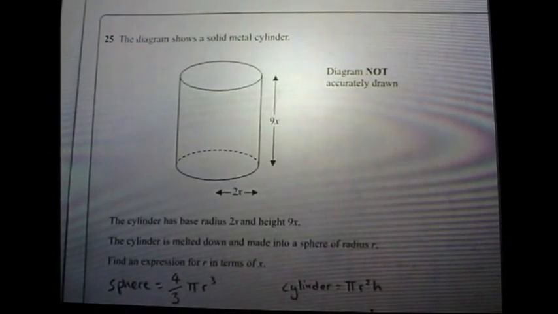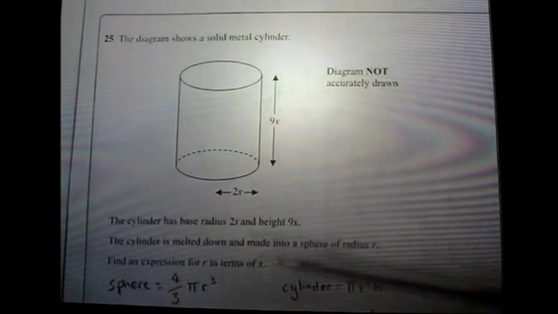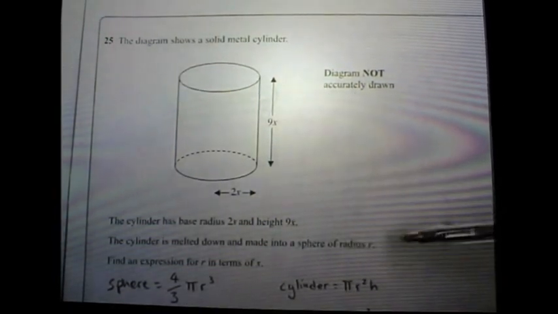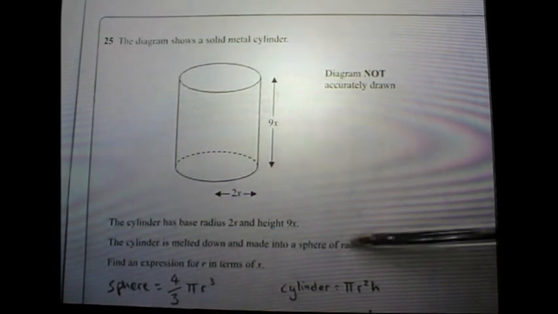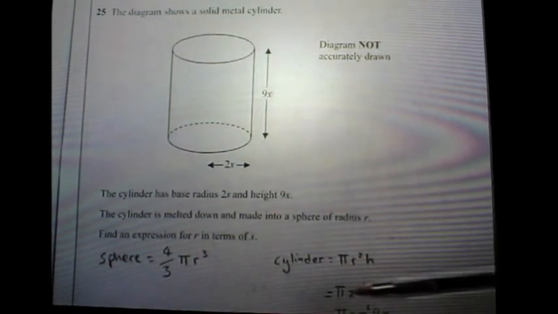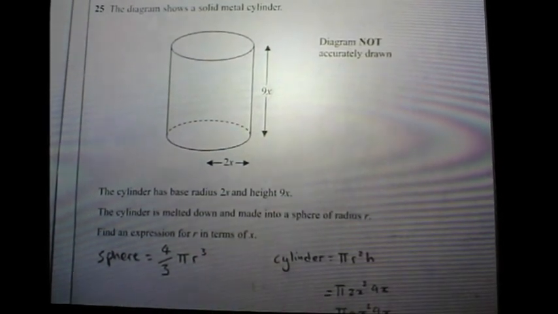Okay, the diagram shows a solid metal cylinder. The cylinder has a base radius 2x and a height of 9x. The cylinder is melted down and made into a sphere of radius r, because radius is always little r. Okay, find an expression for r in terms of x. Sounds complicated, but we can certainly pick up some marks out of this because it's a 3-mark question.